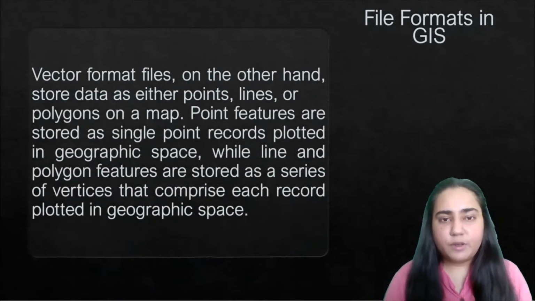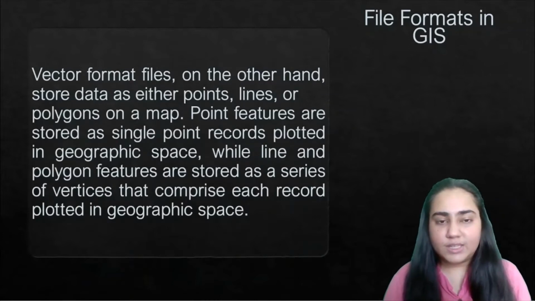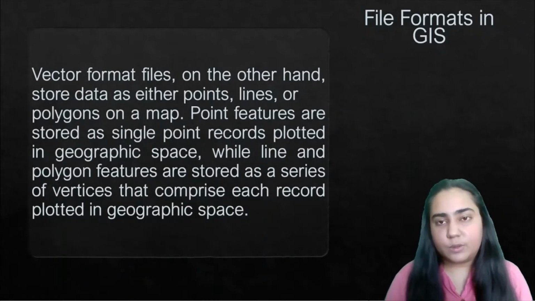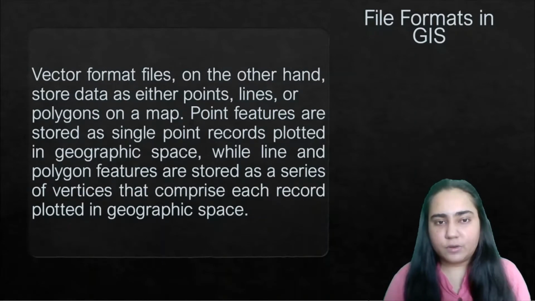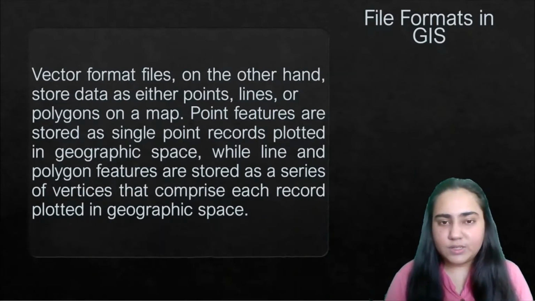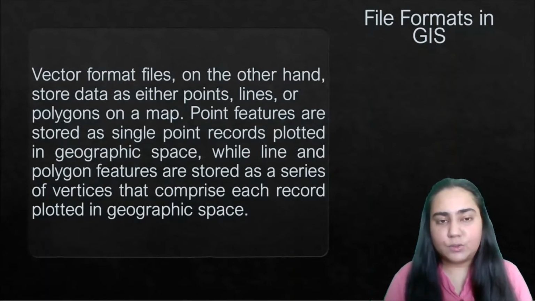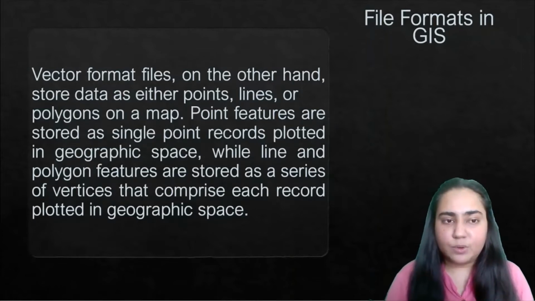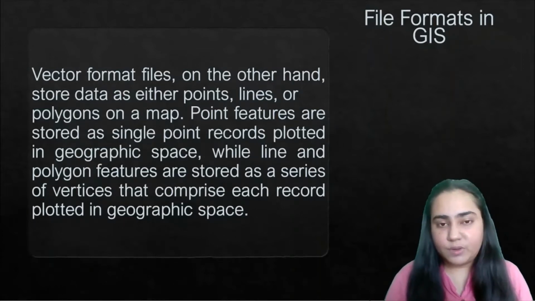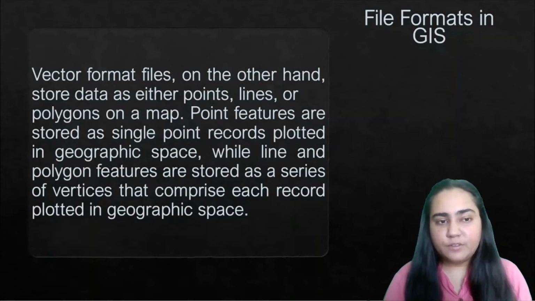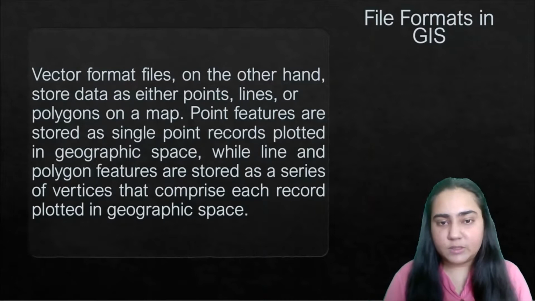Now, vector format files, on the other hand, store data as either points, lines, or polygons on a map. So this is something different. It's not like the raster format, which uses grids and axes to store all this data. Vector format stores data as points, lines, or polygons, as we saw in the previous video as well. Point features are stored as single point records plotted in geographic space. Okay, so single point records that do not require multiple points.